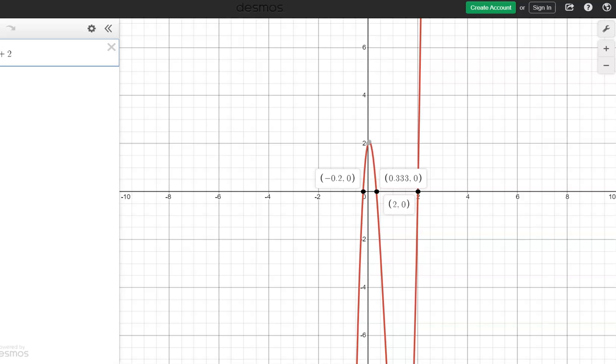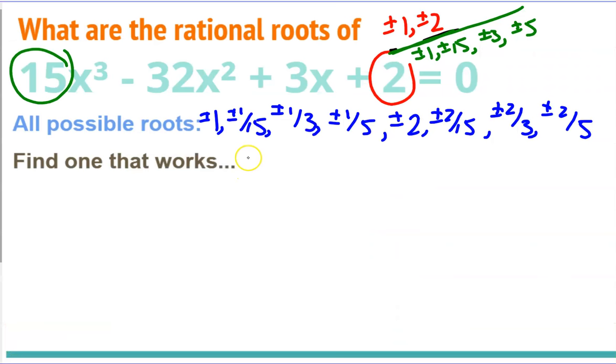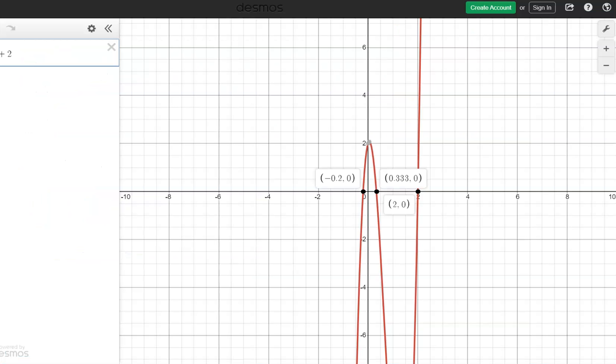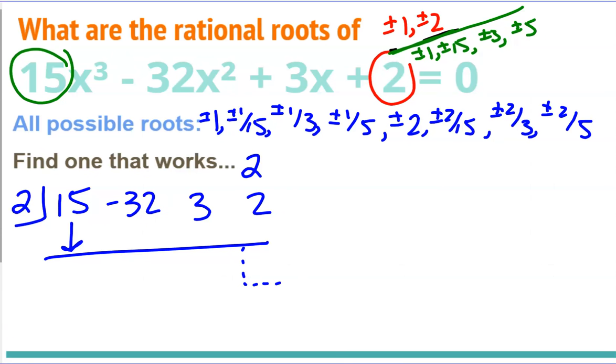So here you're finding one of the roots. We know all 3 of them, but we have to use one to prove that the others actually exist. I like whole numbers, so I'm going to pick 2. That's what's going to go on my ledge or my magic box for synthetic division. So we have 15, I'm doing my coefficients now, negative 32, 3, 2. We're going to use this to find our other roots. I know from this it's negative 0.2 and 0.33. This is showing my work and proving that those are actually my other roots.